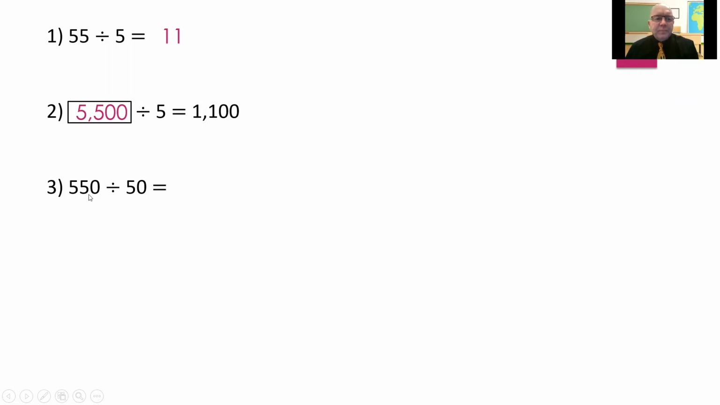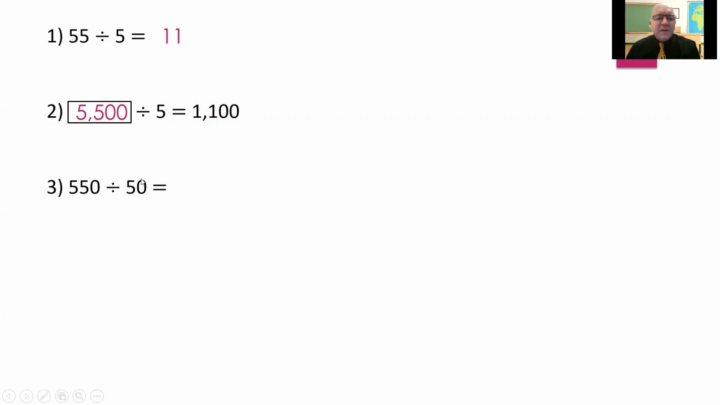And the final one, 550 divided by 50, a little bit tricky, but actually because we've got 2 zeros here, two on the same side of the equals, we could just ignore them for a moment, because both numbers, 550 and 50, are 10 times bigger than 55 and 5. So if we just concentrate on the 55 and the 5, 55 divided by 5 is 11. We know that from that first question.